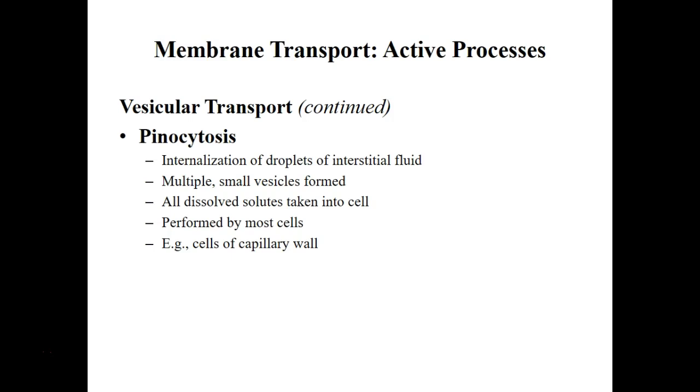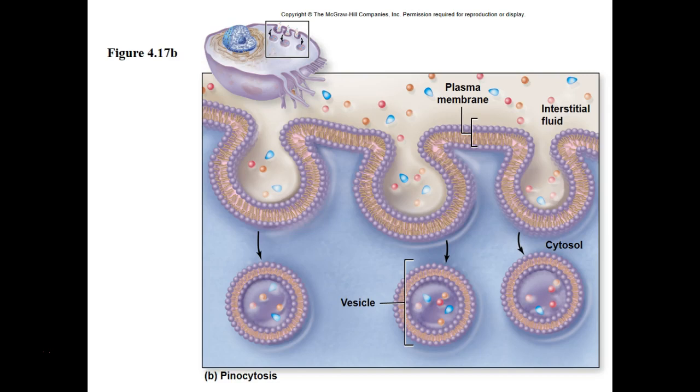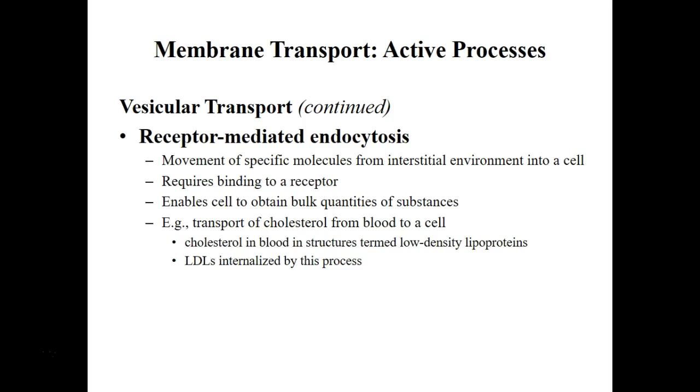So this is how we take in droplets, so it's thought of as cellular drinking. And we take in droplets that have dissolved molecules in them. And so here we have pinocytosis. Most of our cells can do this. They just take in a small amount of the fluid in the interstitial region, and that blebs off, and we now have this vesicle which has some certain molecules in it. These molecules could be beneficial to the cell, or they might be something that we want to degrade. It just depends. Then we have receptor-mediated endocytosis.